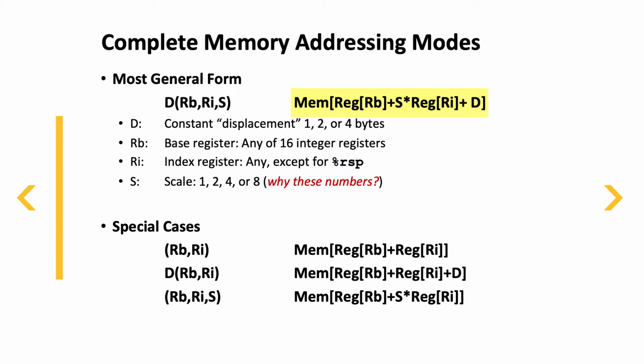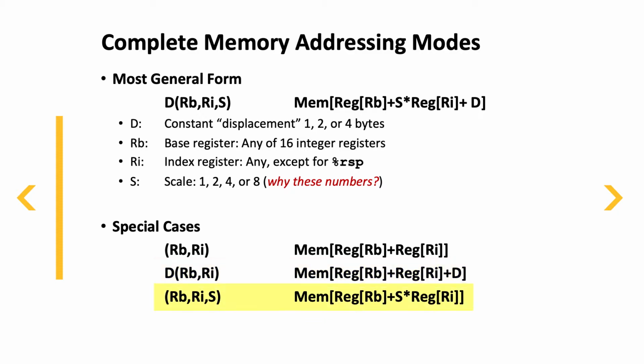We just didn't specify, again, the index register and the scale factor. Now, we have some special cases. If we just do RB comma RI, it's just going to be RB plus RI. If we didn't specify a scale factor, we'll assume the scale factor to be 1. So the default for S is 1. If we have the displacement and the RB and the RI, then we just do RB plus RI plus D.